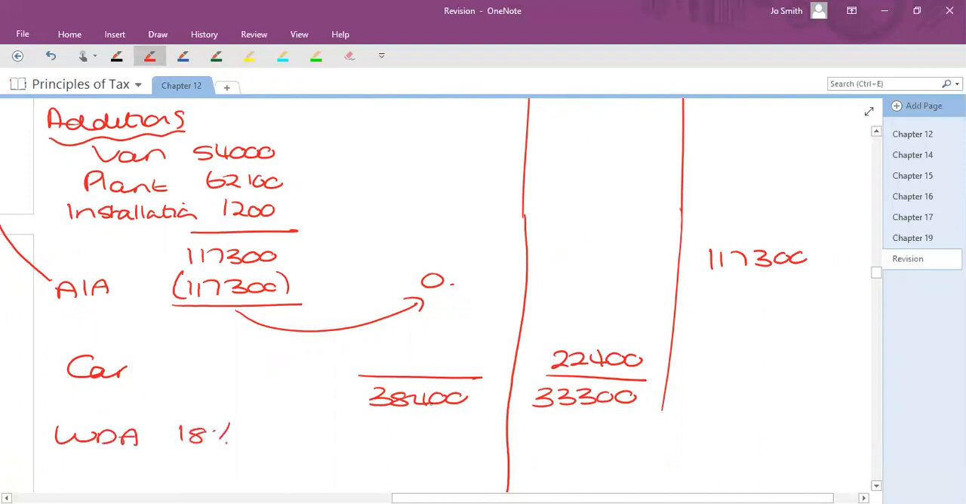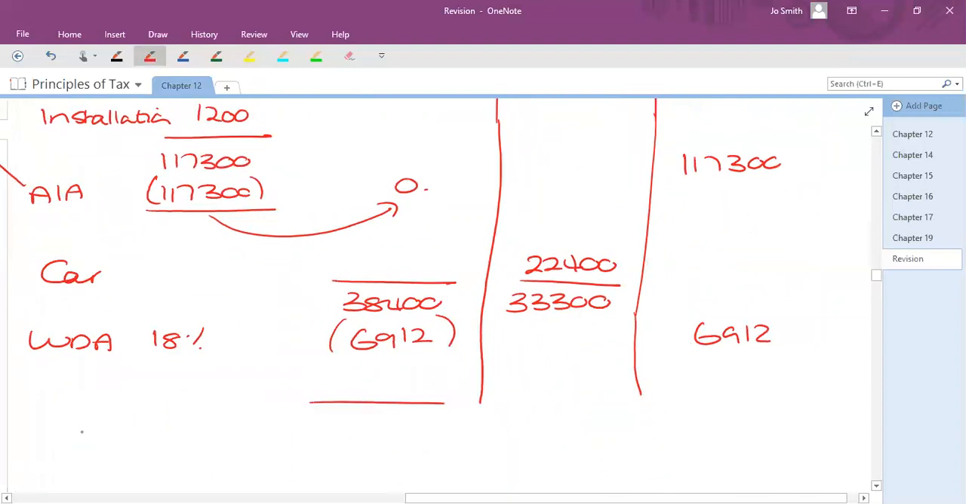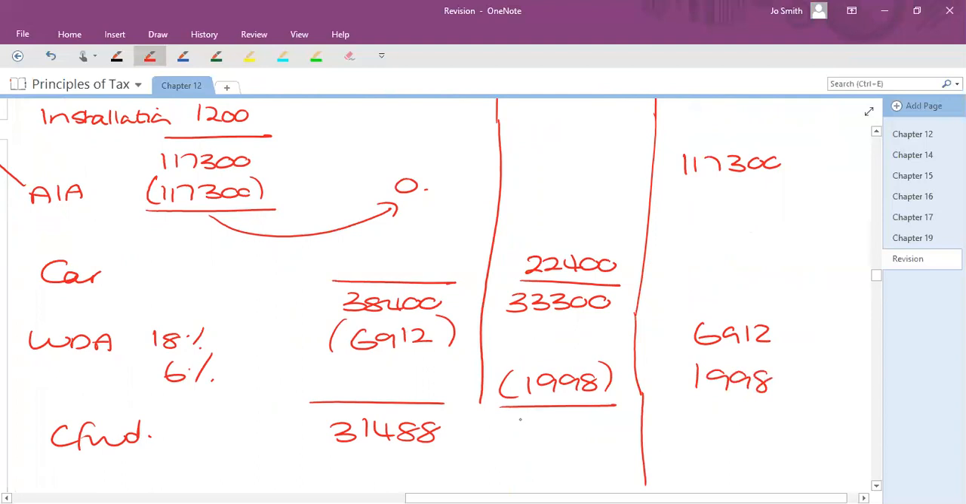So 18% on your general pool, 6,912, carry it across. And work out your closing balance. Always work out the closing balance because there are marks for doing this. So don't forget to subtotal it. And it's your own figure, remember, because if you've done this wrong, then this is going to be different. And then on your special rate pool for the current year, it's 6%, and that gives me 1,998. Carry it across to the total and close it down.